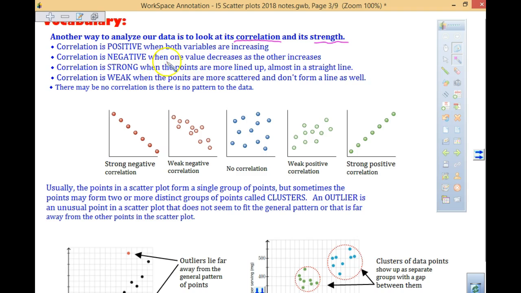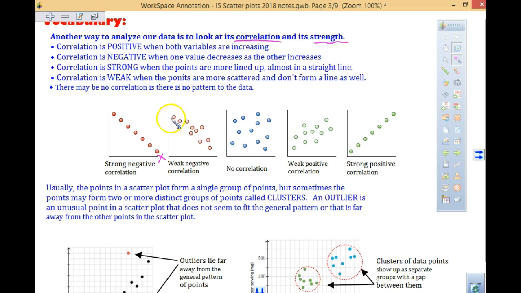Correlation is going to be negative if one value decreases and the other increases. So as the x value, right, so this is our x, as it gets bigger, the y value gets smaller. So it started up here, that's a strong negative to a weak negative. Correlation is strong when the points are lined up almost in a straight line. It's weak if they're kind of scattered and they don't exactly make a straight line, but we still can see that as the x gets bigger, the y gets bigger.